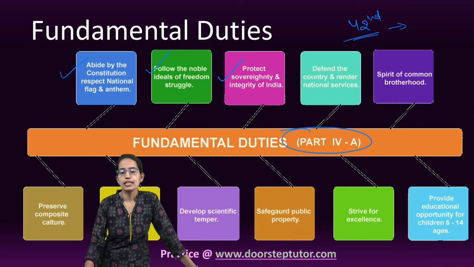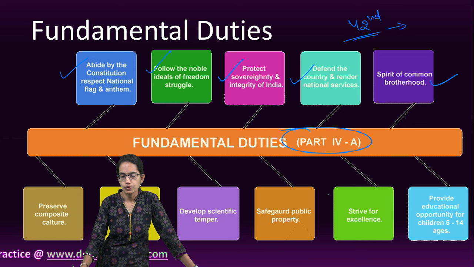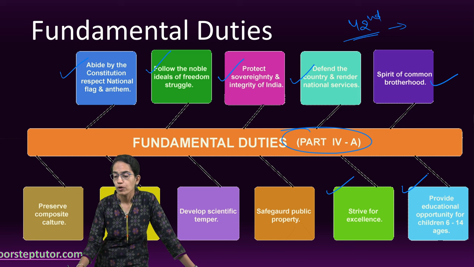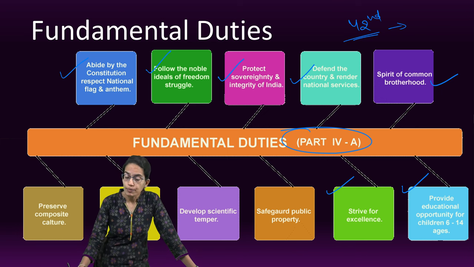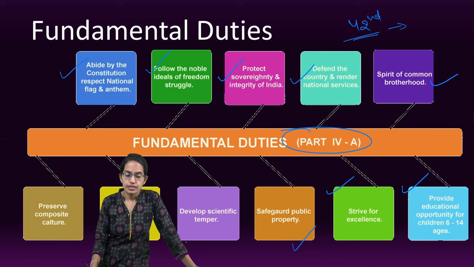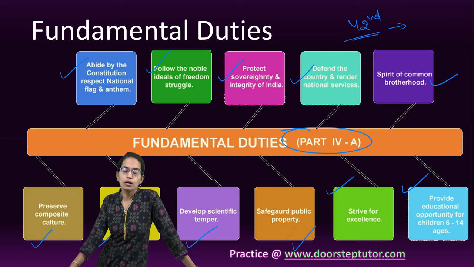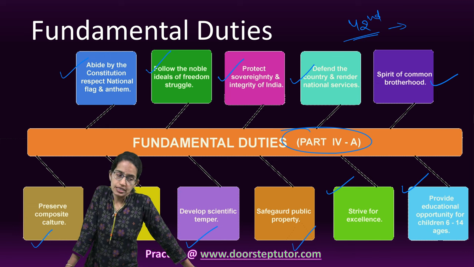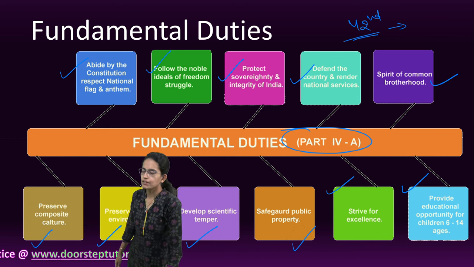protecting the integrity, defending the country and rendering national services, having an idea of brotherhood, striving for excellence, and providing opportunity for education for the age group 6 to 14 is a fundamental duty, bringing in safety for public property, developing a scientific temper, protecting the environment and calling for a composite culture and preserving that culture. So those are some of the important aspects that we have covered under fundamental duties.